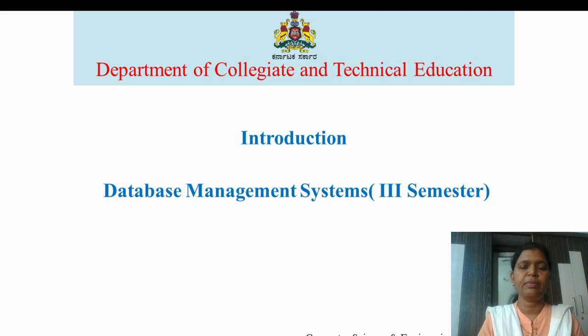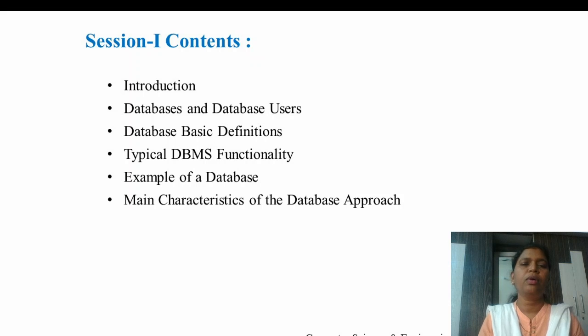Database Management System is a subject which you get in the third semester, having the code 15CS33T. So to start with, the contents for session 1 are as follows: an introduction to the various terminologies and definitions, databases and database users, and then basic database definitions with the relevant terms, and then the functionality along with some diagrams.